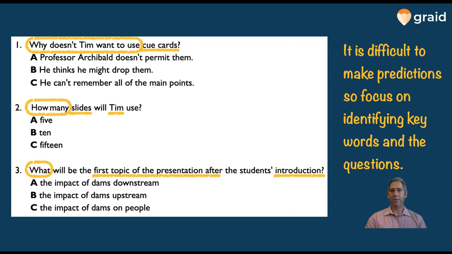For example, number 1, why doesn't Tim want to use cue cards? So I'm going to be listening really carefully to Tim and cue cards. Now, the information should be in the order that is given on the question paper. Hopefully that's the case. What I'm going to do though, is I'm not going to start scanning the choices until I hear something about Tim and cue cards. When I hear those keywords, then I'm going to start scanning through the different choices while I'm listening.